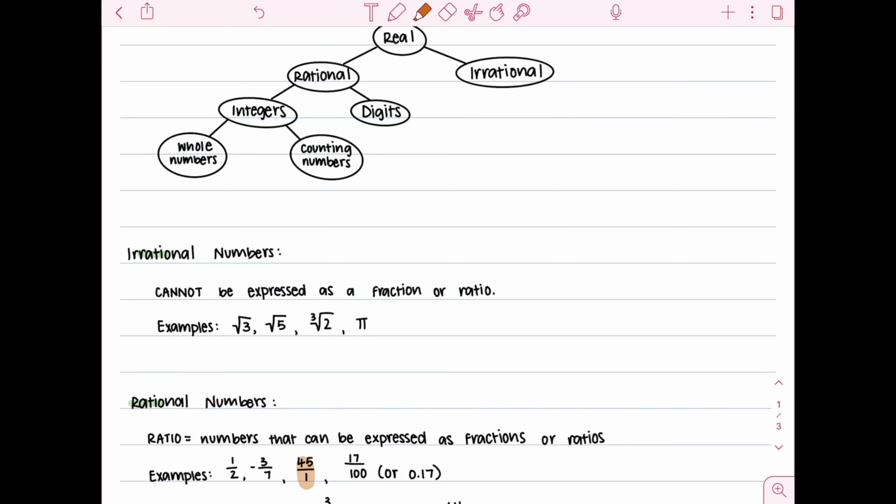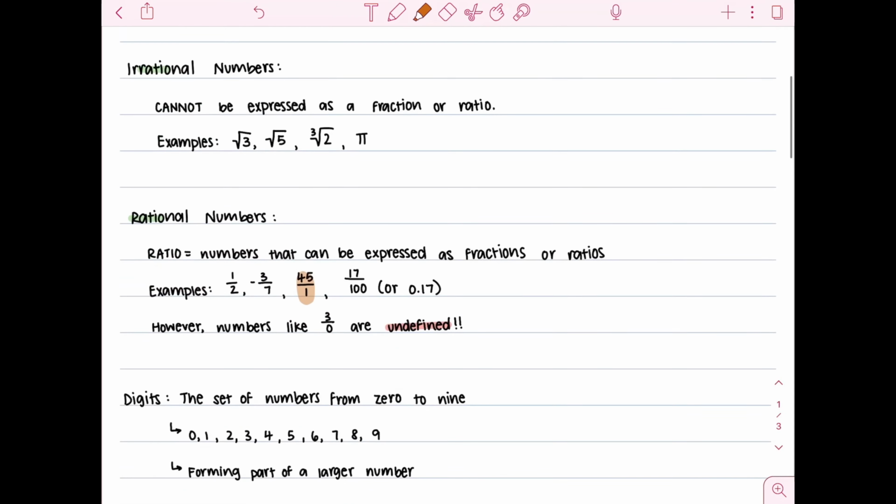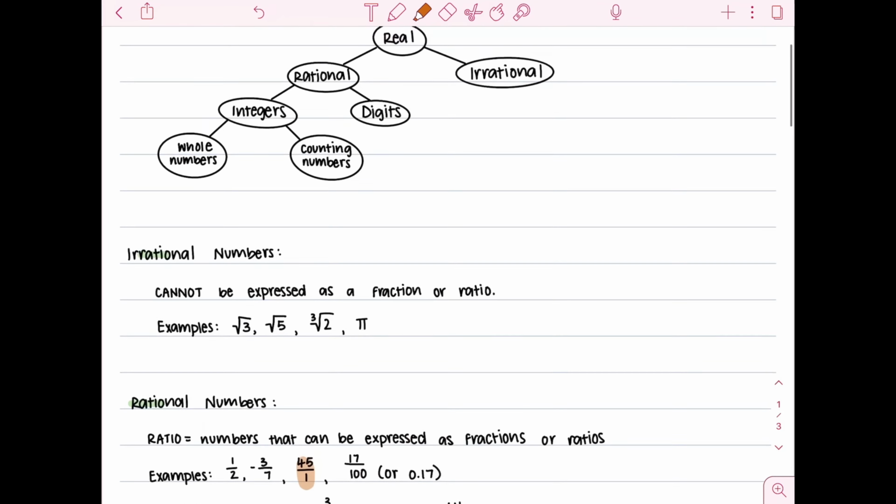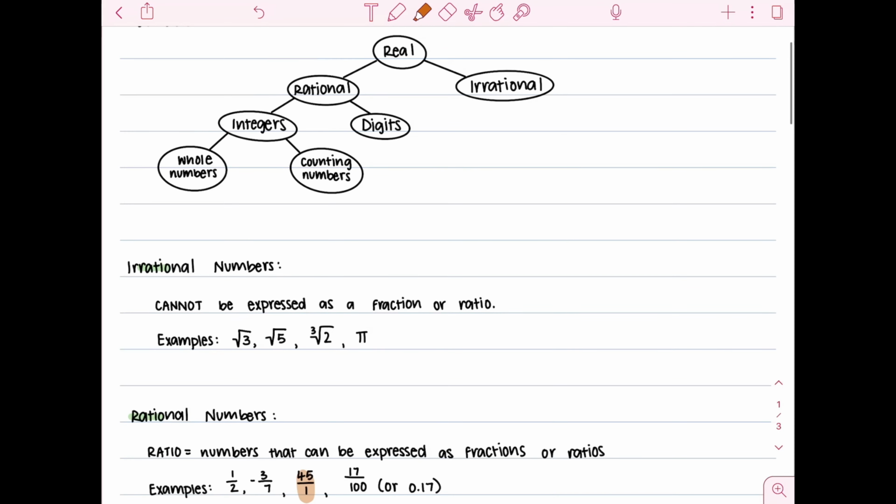So we have irrational numbers first. Irrational numbers cannot be expressed as a fraction or a ratio. For example, we have square root of 3, square root of 5, cube root of 2, and pi. No matter what you try to do, these numbers cannot be expressed in the form of a fraction or in the form of a ratio. So therefore, they will be irrational numbers.